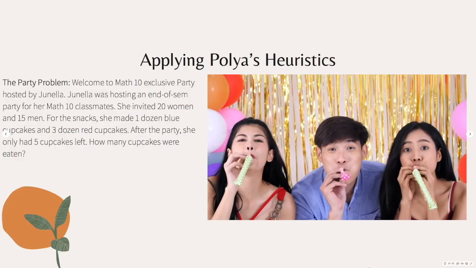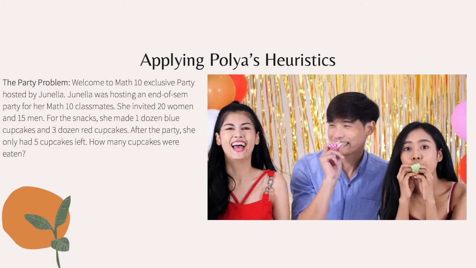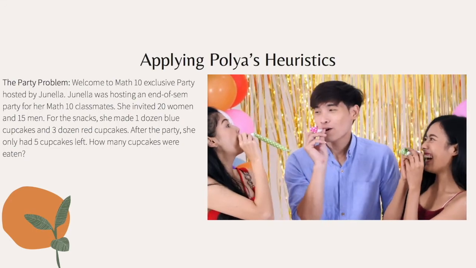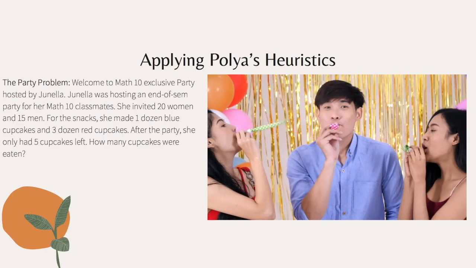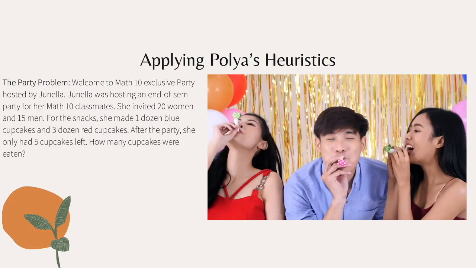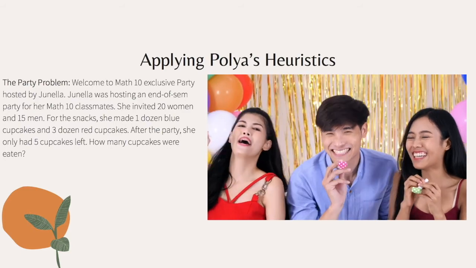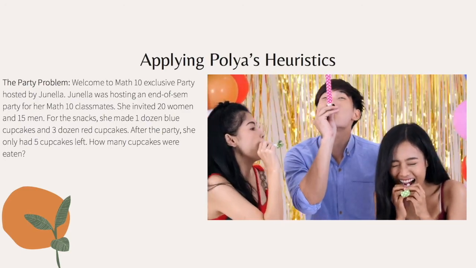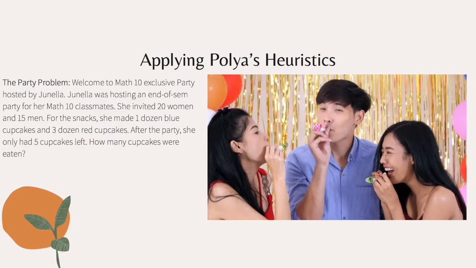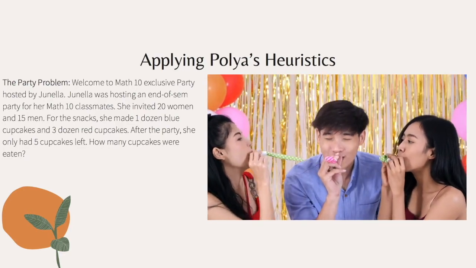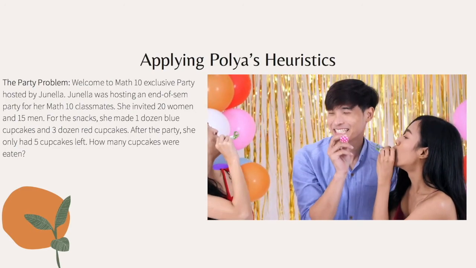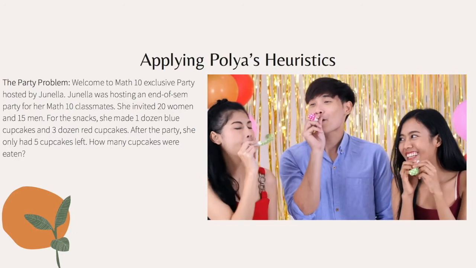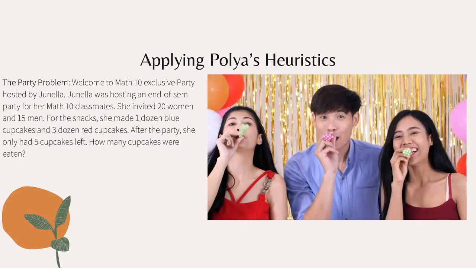Here, let's apply Polya's heuristics using this simple party problem. Welcome to the Math 10 exclusive party, hosted by Janella. Janella was hosting an end of the sem party for her Math 10 classmates. She invited 20 women and 15 men. For the snacks, she made 1 dozen blue cupcakes and 3 dozen red cupcakes. After the party, she noticed that she only had 5 cupcakes left. Now, how many cupcakes were eaten?